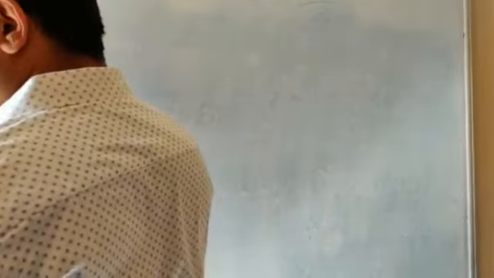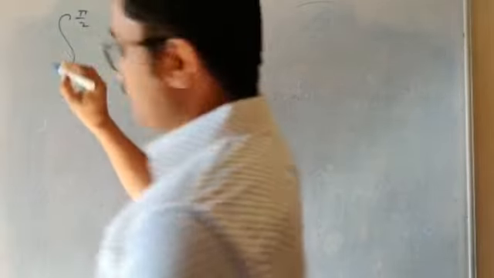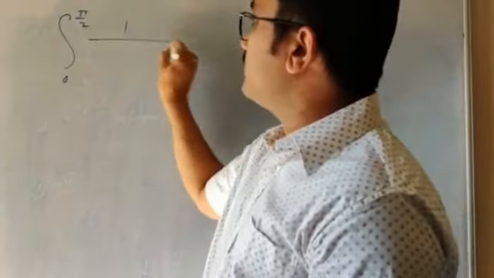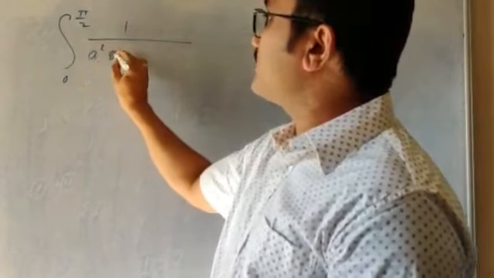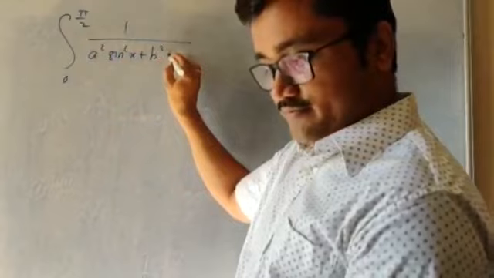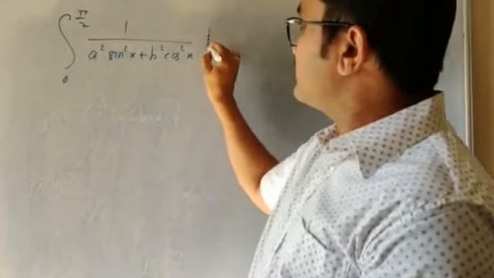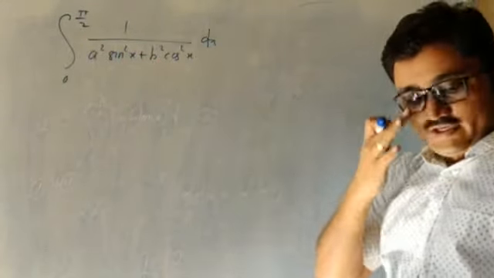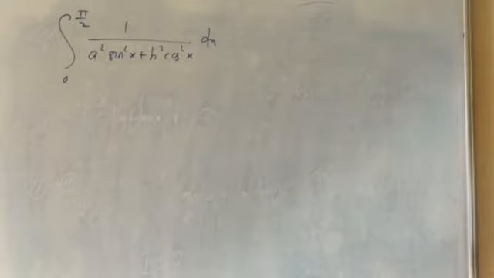Yes. This is one question which is given there. I don't know the question number, I have not noted it. This is the integral from 0 to pi by 2 of 1 upon a square sin square x plus b square cos square x dx.